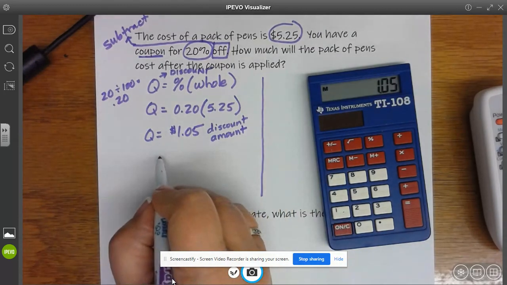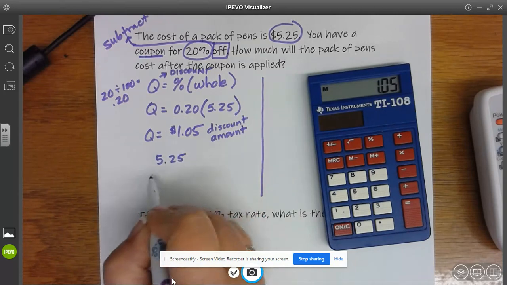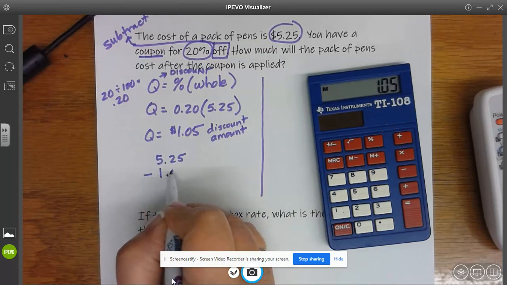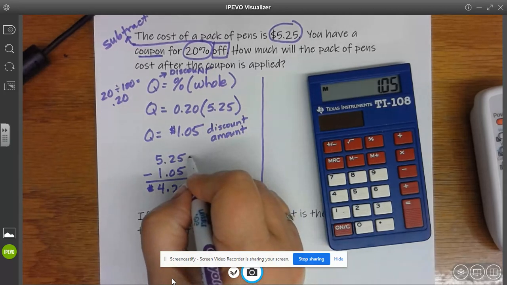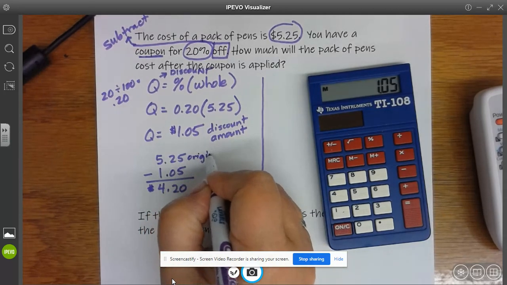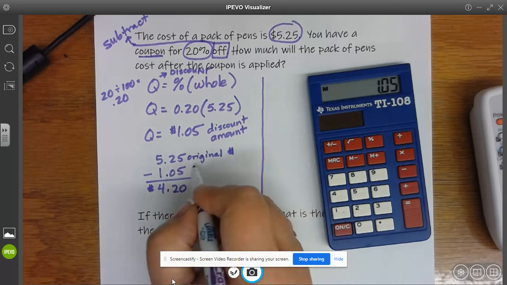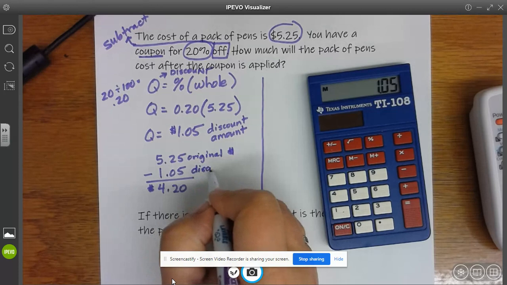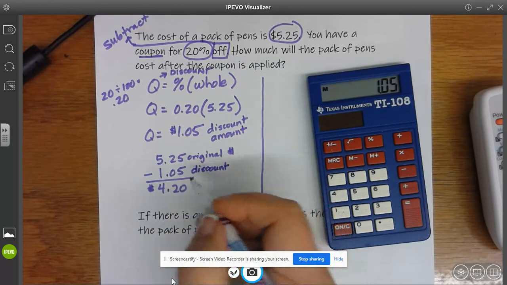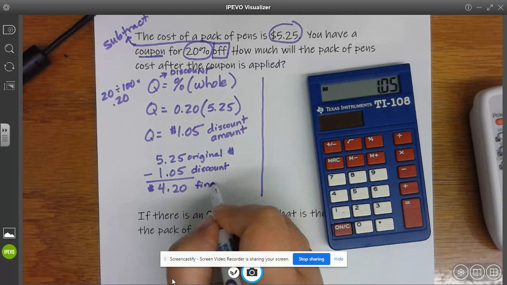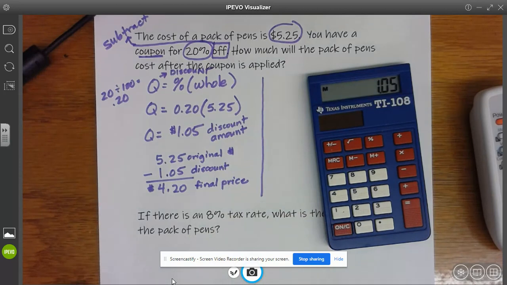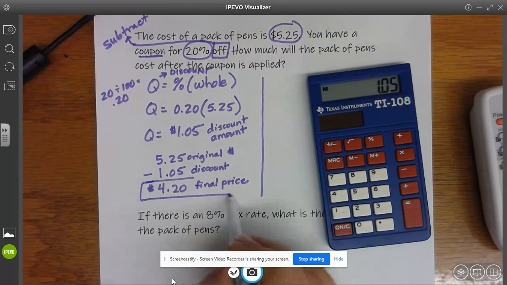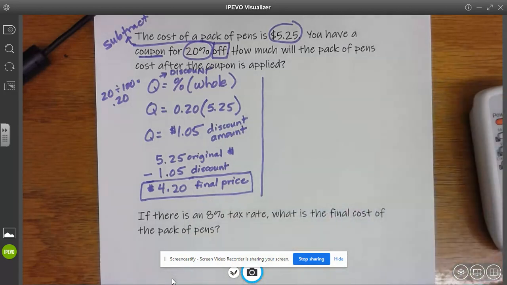So if I take the original price of the pens, $5.25, and I subtract my discount amount of $1.05, we're actually going to pay $4.20. So the $5.25 is the original price. The $1.05 is the discount amount. And then the $4.20 is the final price of the pack of pens. Okay, so this is our answer. That's one way to do it.